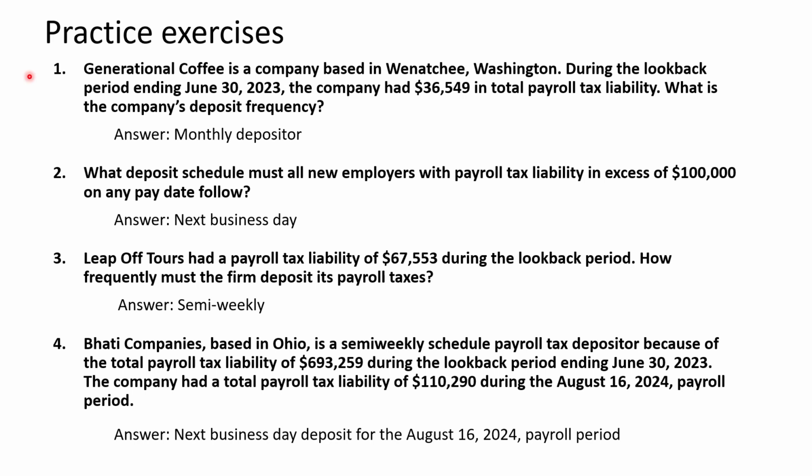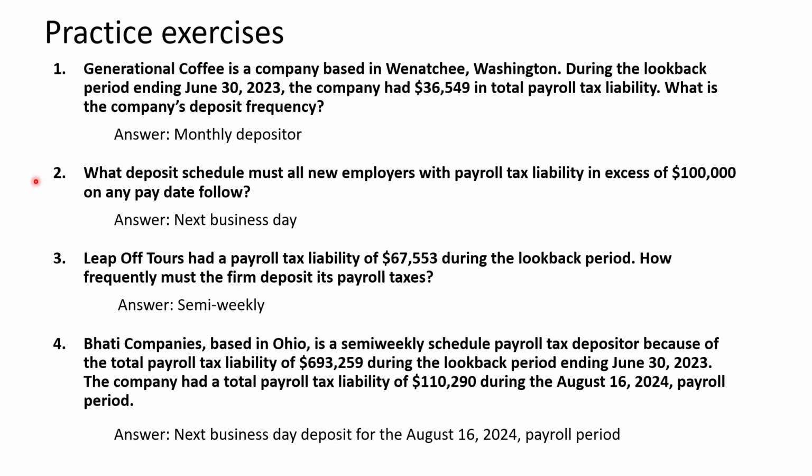Here are 4 practice exercises. Generational Coffee is a company based in Wenatchee, Washington. During the look-back period ending June 30th, 2023, the company had $36,549 in total payroll tax liability. What is the company's deposit frequency? Generational Coffee would be a monthly scheduled depositor. Payroll tax deposits would be due on the 15th of the following month, meaning June 15th for the May payroll taxes.